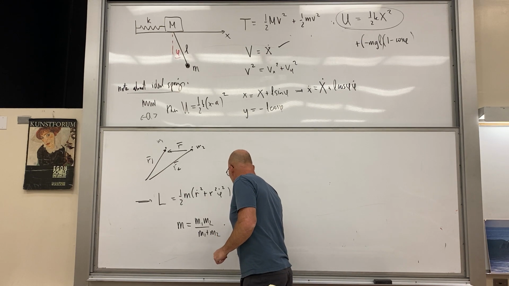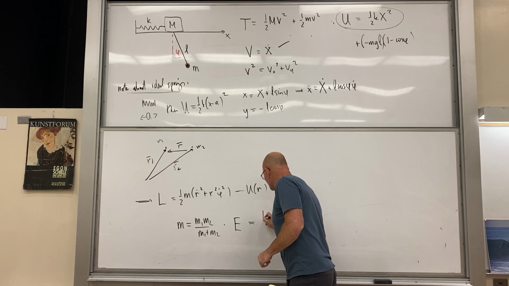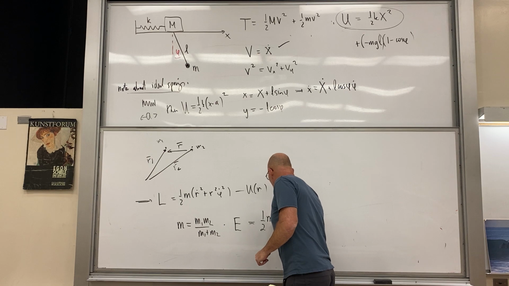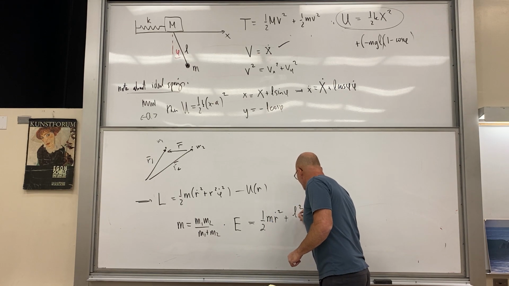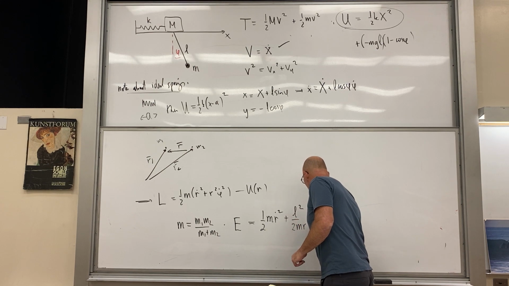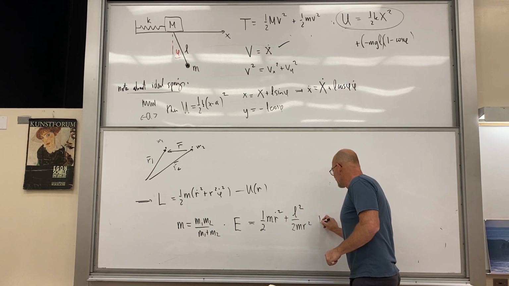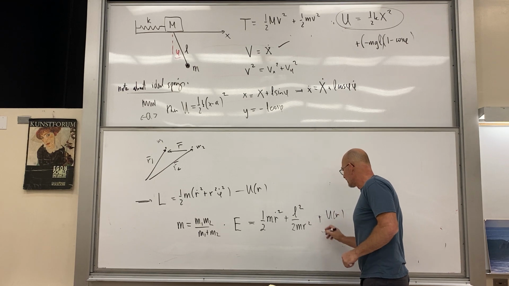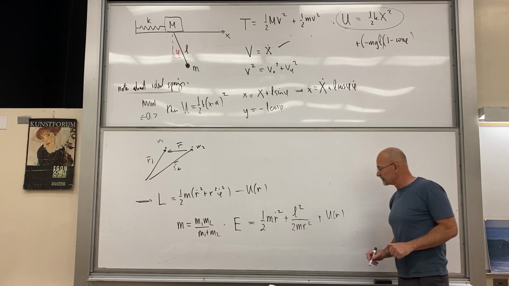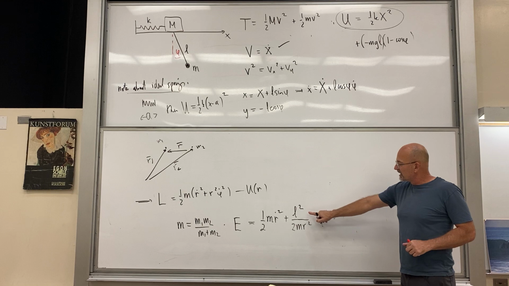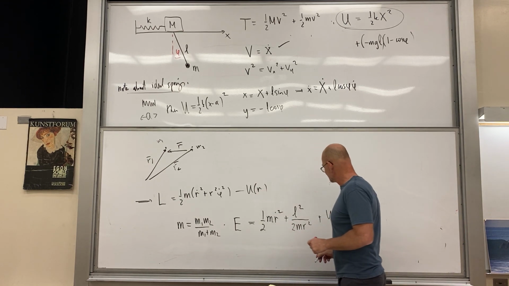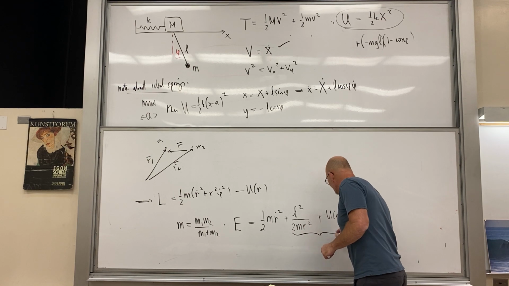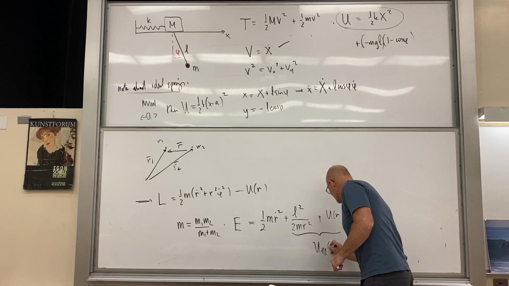The energy for this same thing turned out to look like this: m r dot squared plus L squared over 2mr squared plus U of r. And that was because angular momentum is conserved for all central forces. And then we called this the effective potential.